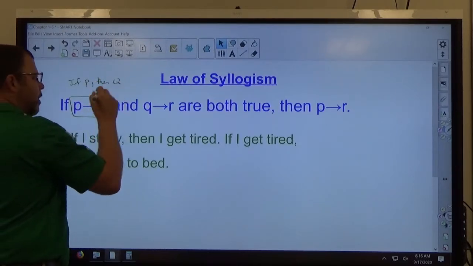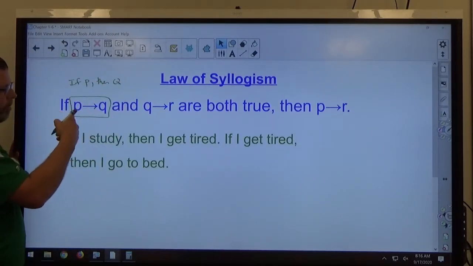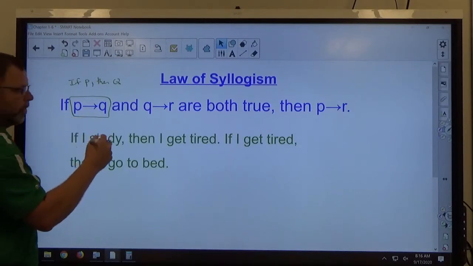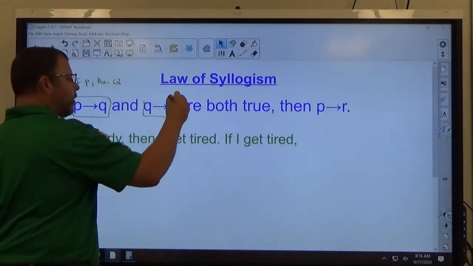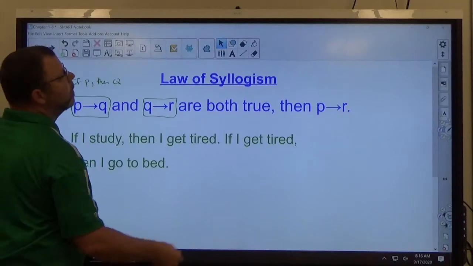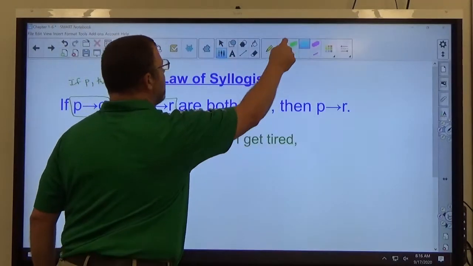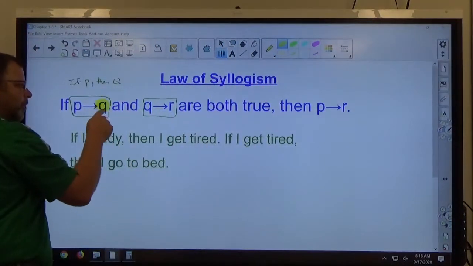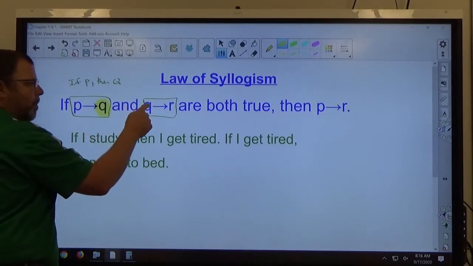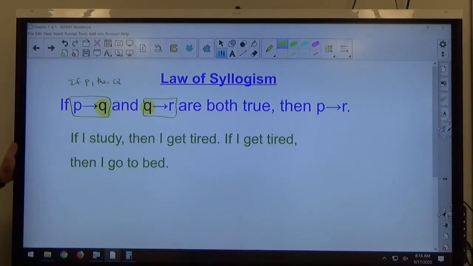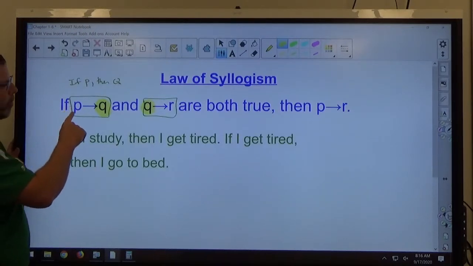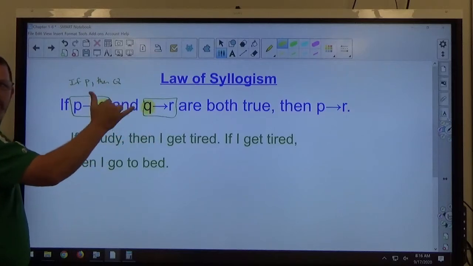So it's saying if we have a P implies Q and a Q implies R, it's very important when you're looking at the law of syllogism that the conclusion of the first conditional and the hypothesis of the second conditional match. And it doesn't even have to be the first and second. This says Q implies R and P implies Q. It doesn't matter what order these things are.